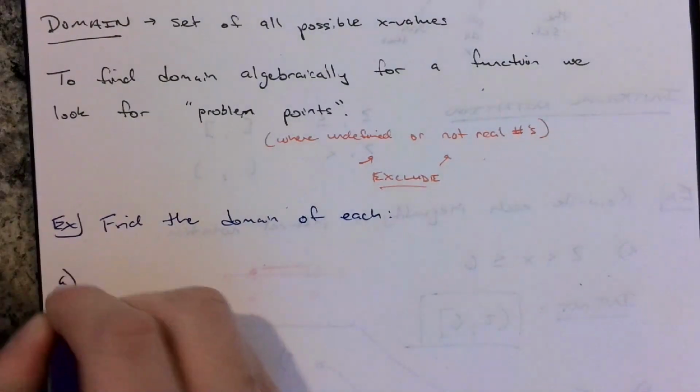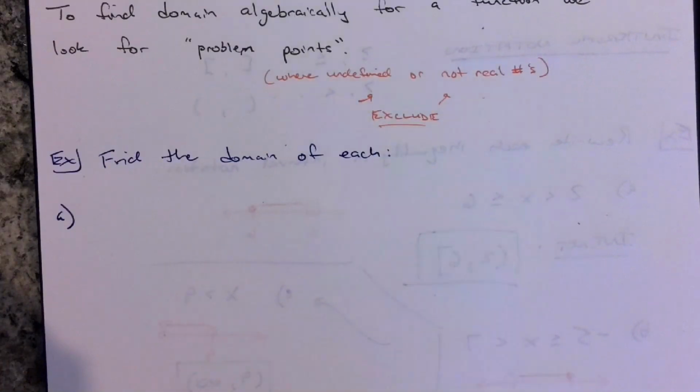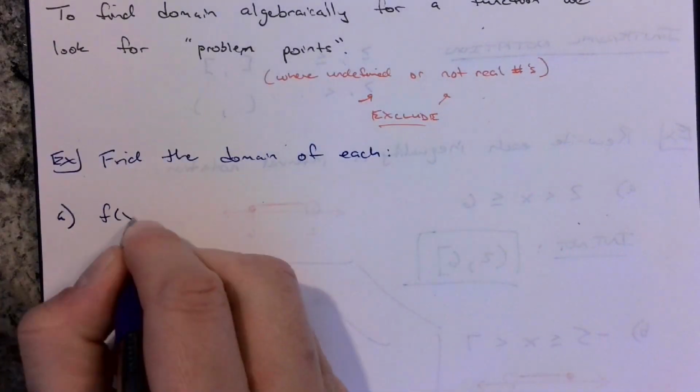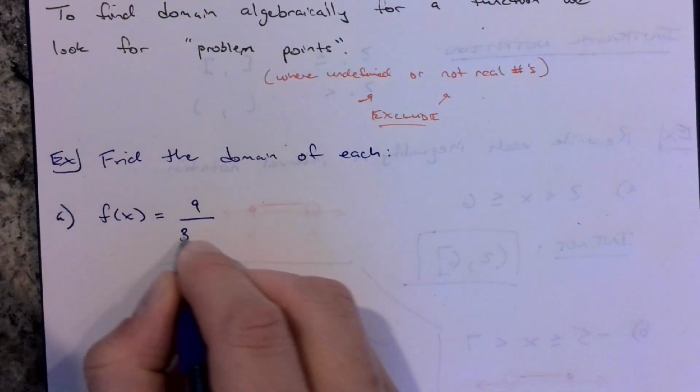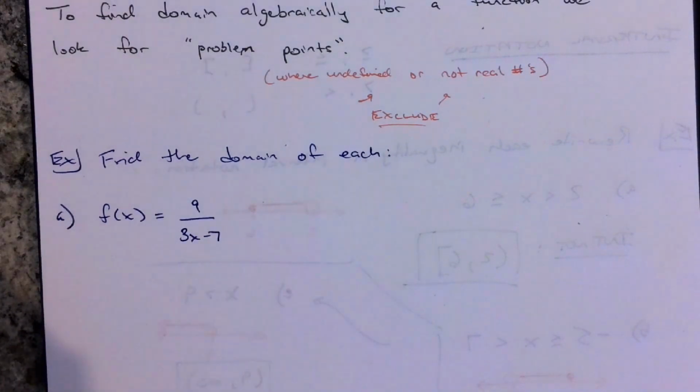So for the first example, if I wrote f of x equals 9 over 3x minus 7. All right, so this is a function, it's called f of x. And you want to know where this is either undefined or not real. So if I'm looking for where it's not real, I'm really thinking, are there any square roots here? In this case, there are no square roots, so we don't have to worry about having imaginary answers, in other words, when I say not real. But you do have to look for where it's undefined.